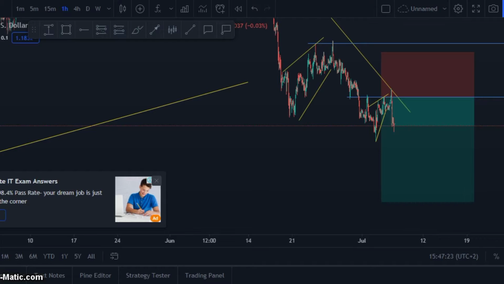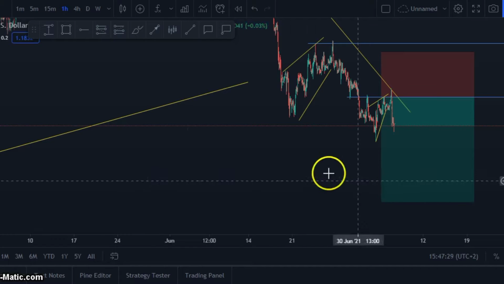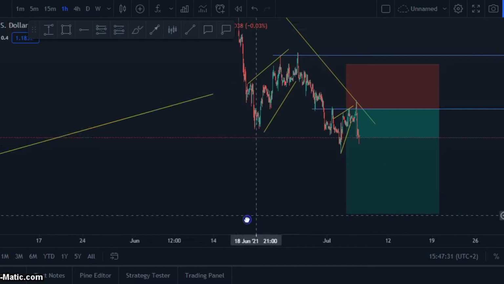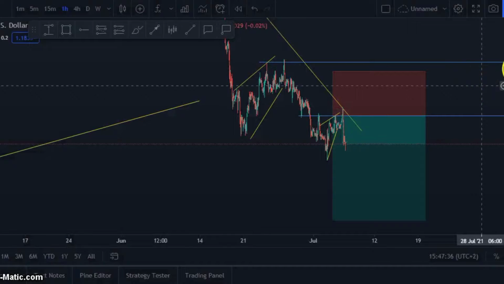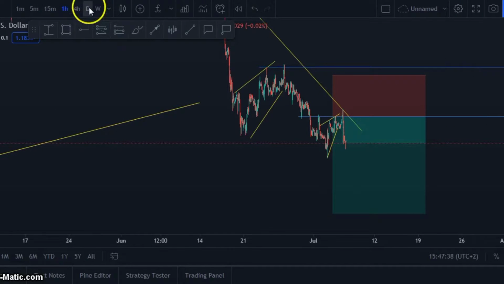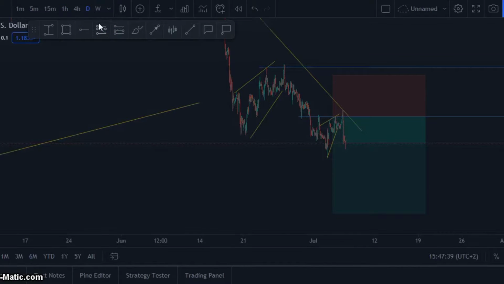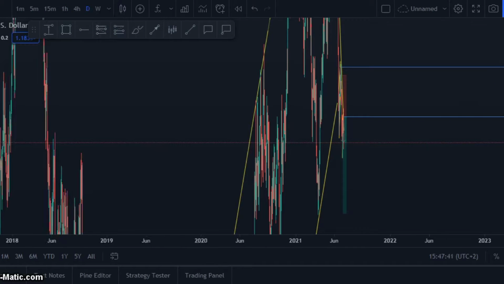So let's not waste any more time and let's get back into the charts. The first chart that we have opened over here is Euro USD, as you can see. Let me just talk you through it. We're gonna go to the daily time frame and then work our way through it.